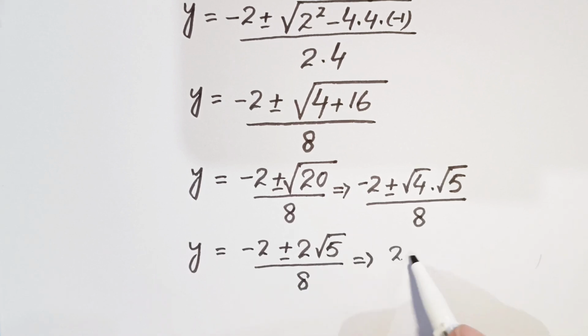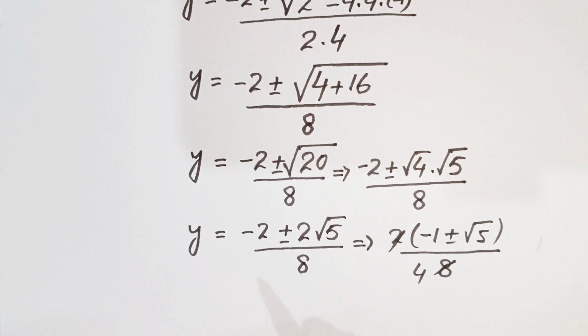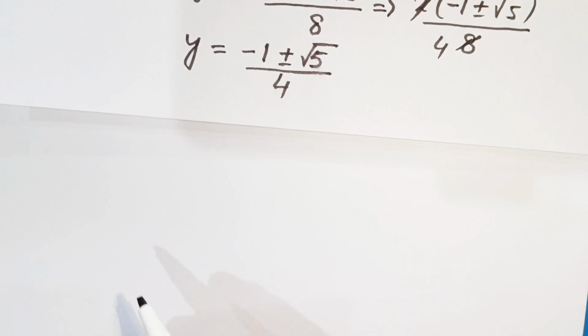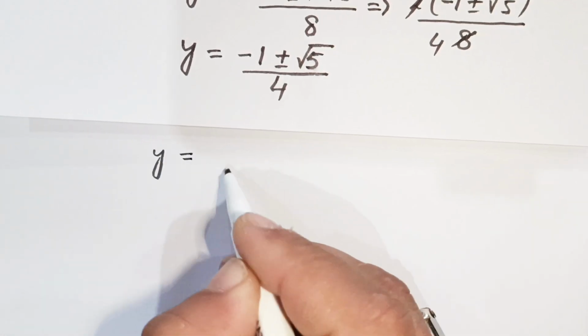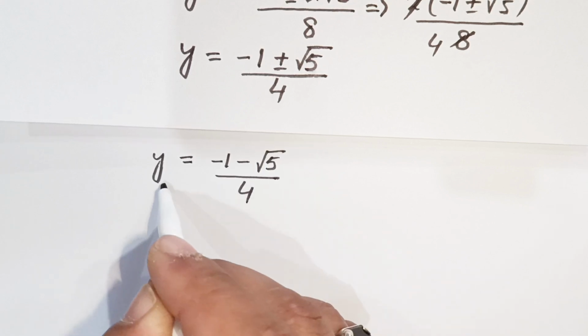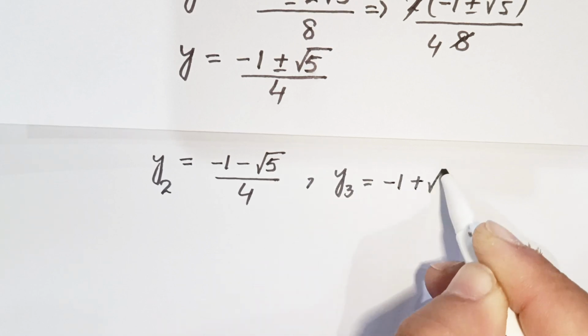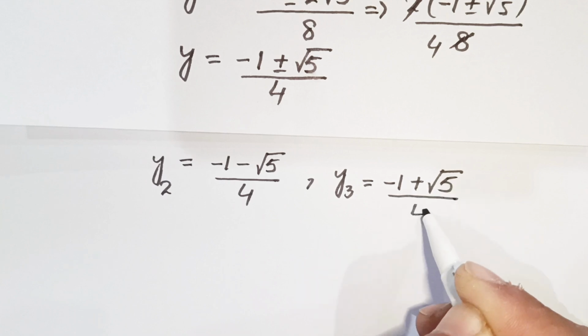Here if we take 2 as common, we have minus 1 plus minus square root of 5 all over 8. Here 2 ones are 2, 2 fours are 8, so we get y is equal to minus 1 plus minus square root of 5 all over 4. Now here we have y is equal to minus 1 minus square root of 5 all over 4, let's say it is y2, and y3 is equal to minus 1 plus square root of 5 all over 4.